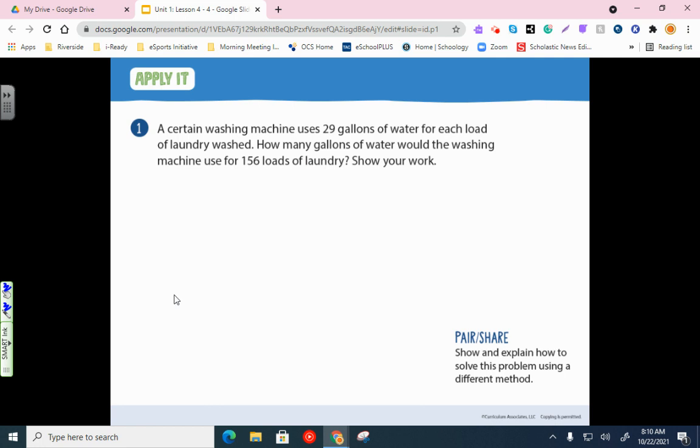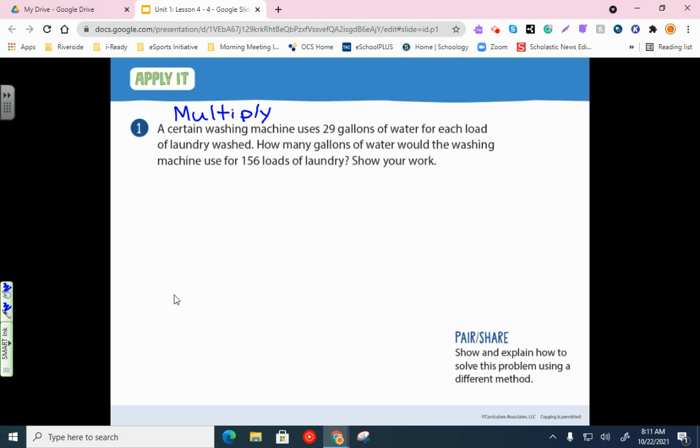A certain washing machine uses 29 gallons of water for each load of laundry washed. How many gallons of water would the washing machine use for 156 loads of laundry? Show your work. The first thing we have to decide with a word problem is what operation we're going to be doing. Now, it kind of makes sense that this is a multiplication lesson, that we do multiplication, but I'm still going to write multiply up here.